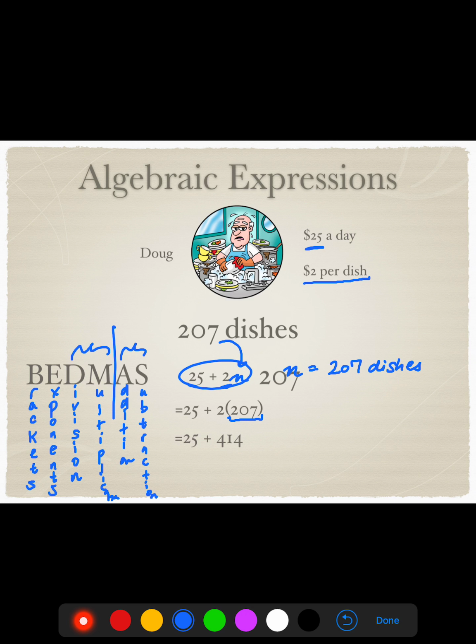Now, remember that according to order of operations, you need to solve the multiplication first. So you're going to solve 2 times 207. You can do that off to the side. I'm sorry, it's already appeared. And do that work to the side. The next line should be written as equals 25 plus whatever the answer is to 2 multiplied by 207. So we know it's 414. And then the final line you're going to add 25 plus 414, and that gives you a total of $439.